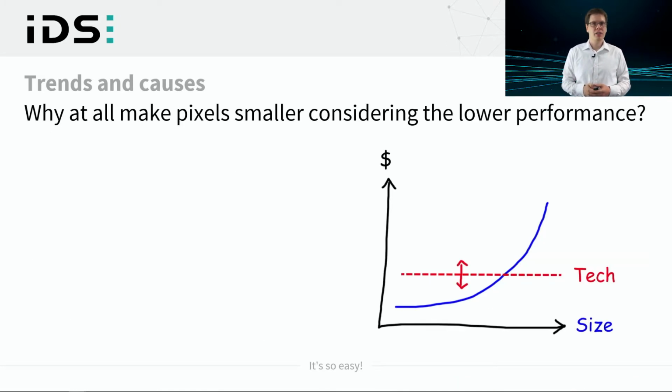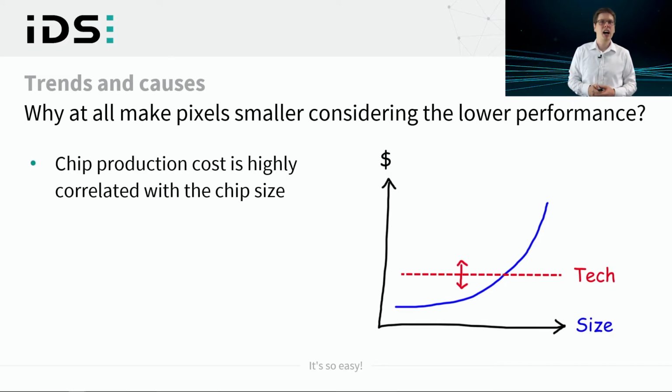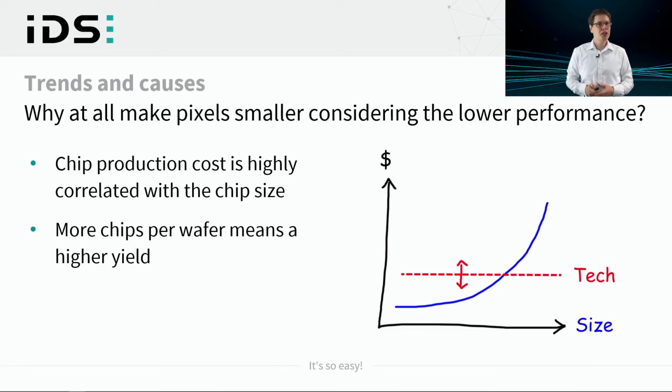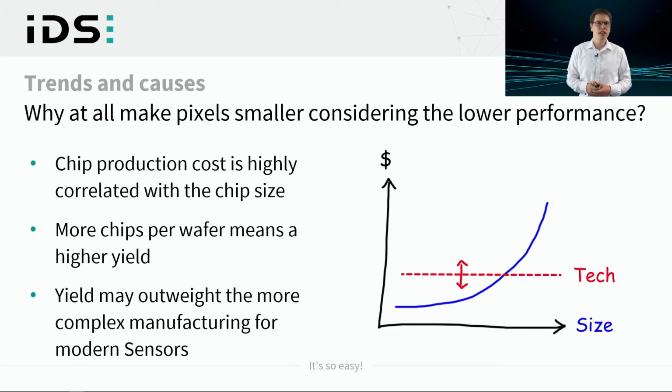To conclude the effects of scaling, the chip production cost is highly correlated with the chip size. More chips per wafer means a higher yield. And the yield may outweigh the more complex manufacturing process for modern sensors. Also, there is a fixed offset to the total price when it comes to the testing, packaging and all that stuff behind, after the chips are separated from the wafer.